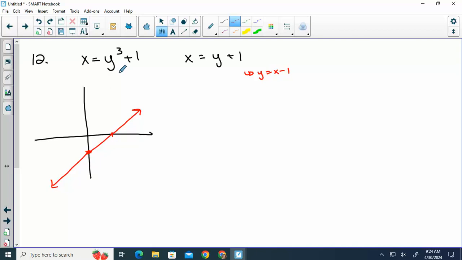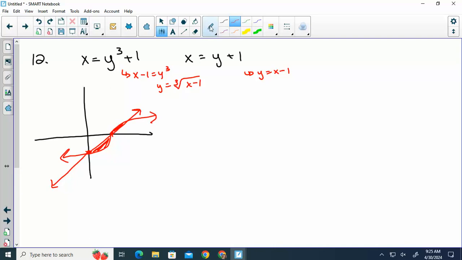Y cubed plus 1. If you're not sure what that looks like, you could certainly solve for your y. So y would be the cube root of x minus 1. What does a cube root look like? A sideways chair. And that minus 1 would move it to the right one. So we're getting something like this. So we need to find both of those.